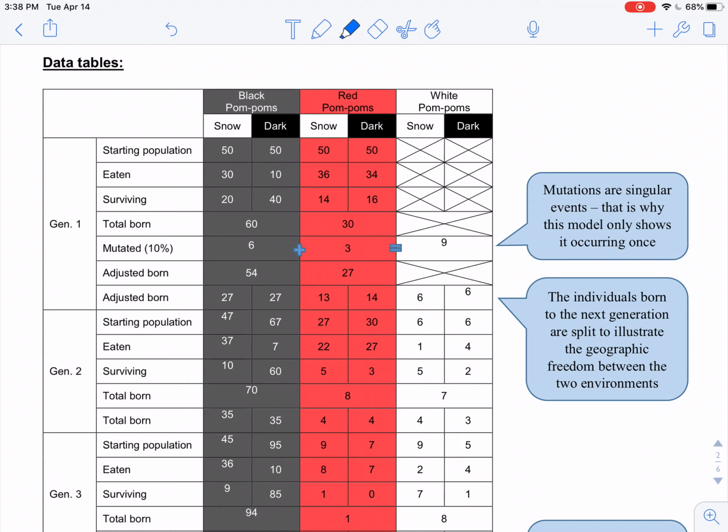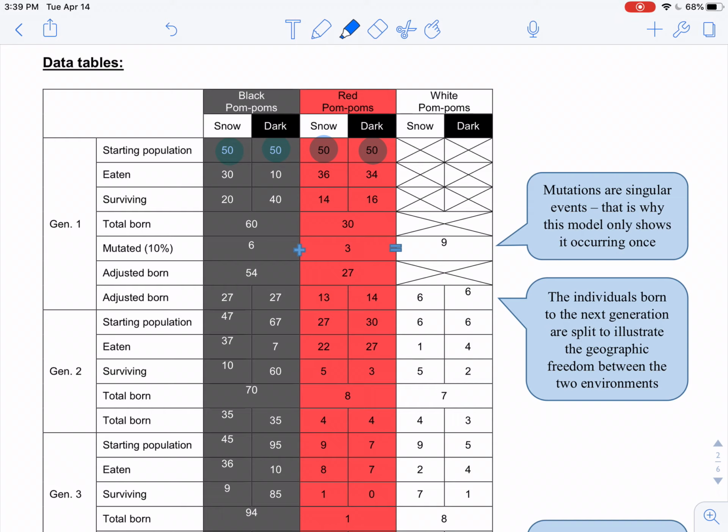So in our starting population, I would have thrown 50 black pom-poms in the snowy environment, which is just a white blanket, and then 50 black pom-poms on the black blanket, 50 red pom-poms on the white blanket, 50 red pom-poms on the dark blanket, and that is it for now. We have no white pom-poms thus far. We're saving that as a mutation that will occur later.